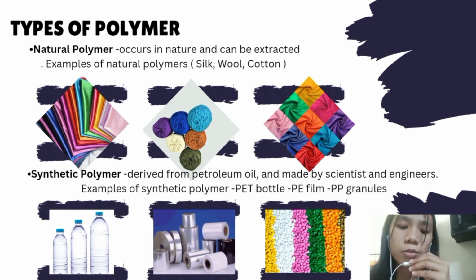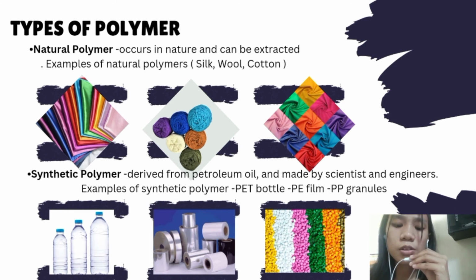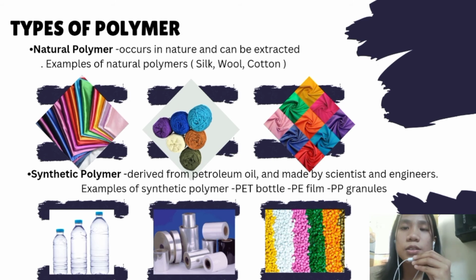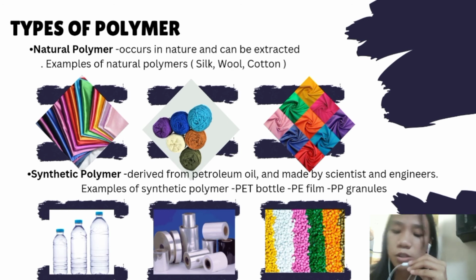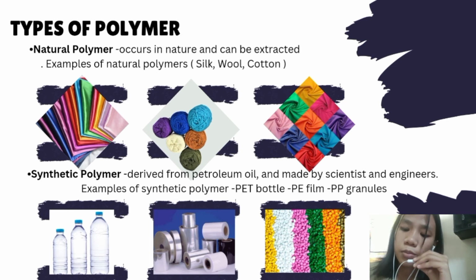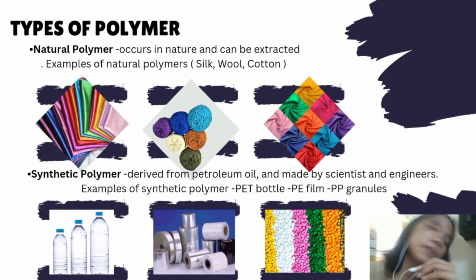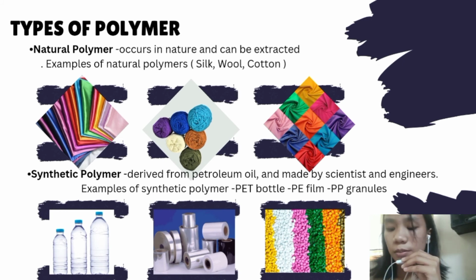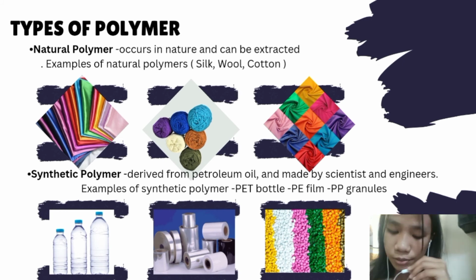There are two types of polymer, the natural and the synthetic polymer. The natural is found in nature and can be extracted. Examples are silk, wool, and cotton. Additional information: the strongest natural polymer is the spider web, while the weakest is natural rubber. The synthetic polymer is derived from petroleum oil and made by scientists and engineers. Synthetic polymer examples are PET bottles, PE film, and PP granules.